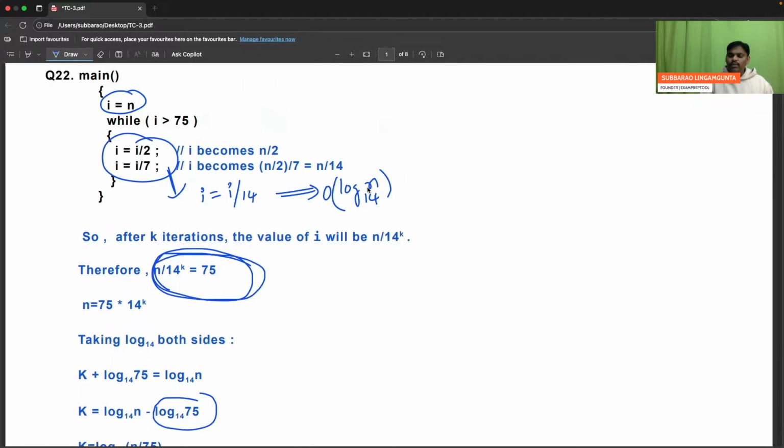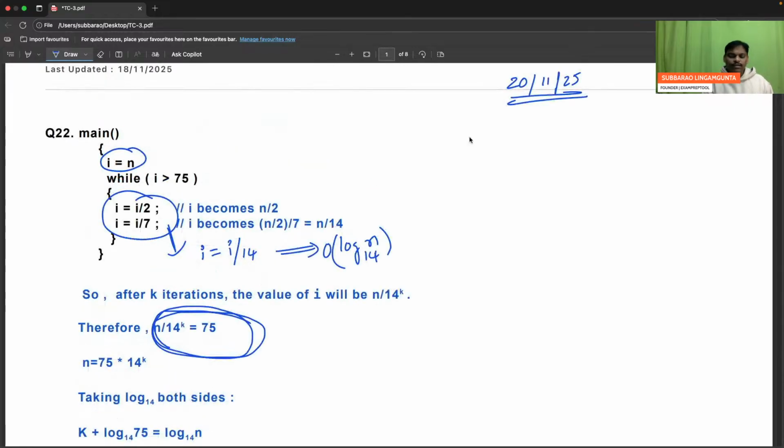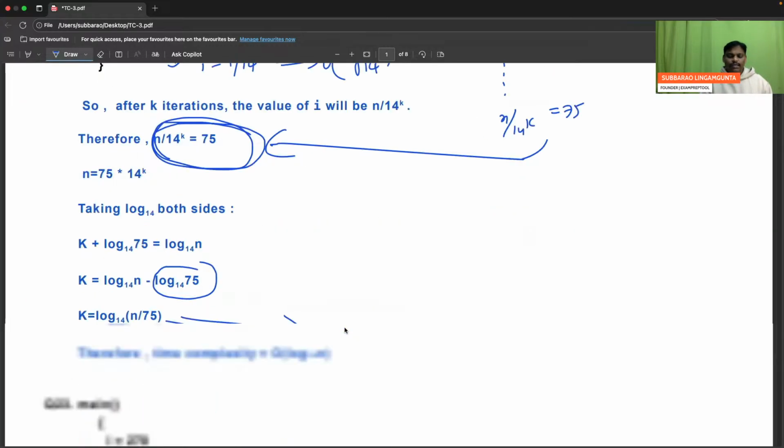If you want the actual thing, this is it. First n will be there. Next n/14, next n/14 squared, and so on. If you do k times, n/14^k, which becomes the termination condition 75. From here onwards, normal. I have written the whole story.